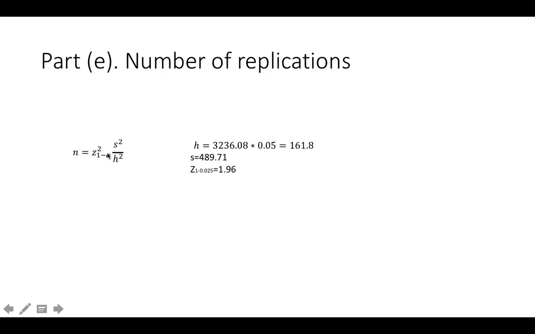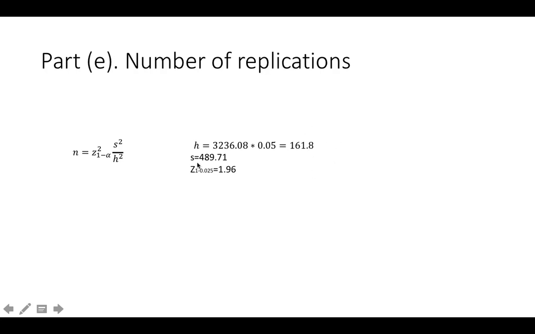So in this equation, if we want to get n, we need z. For the z value, we need a z table and the confidence level. We're going to work at 95%, so the z is 1.96. The s, or the standard deviation, is 489.71. We found it for part C when we were comparing the confidence intervals. And the h, the target half width, is 161.8.